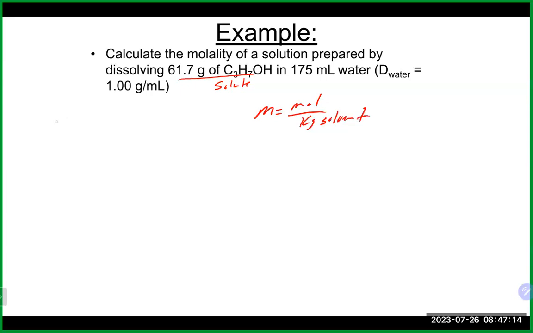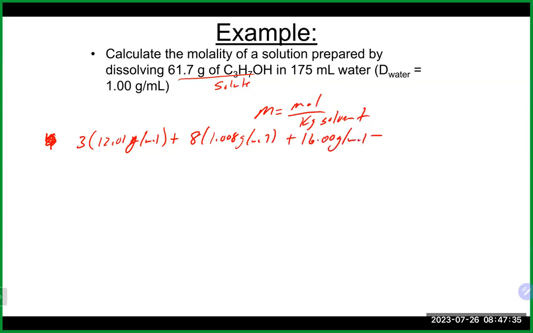Here we would have, that I scribbled on it there, 3 carbons at 12.01, 8 hydrogens at 1.008, and an oxygen at 16. That will give us a molar mass in this case of 3 times 12.01 plus 8 times 1.008 plus 16. It gives a 60.09 molar mass.